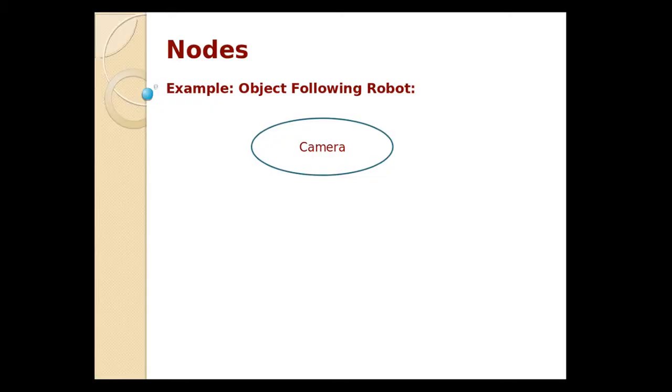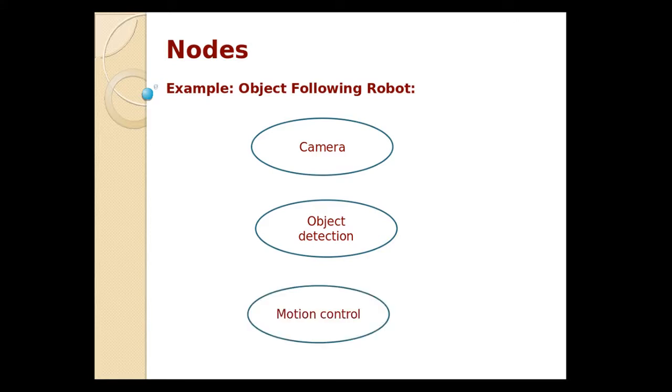To fully understand the concept of nodes, let's look at an example of an object-following robot. For example, if you want to design an object-following robot, in ROS, we will divide it into 3 basic functionalities. Each represents a node. First, we will have a camera node, which is responsible for capturing the image from the camera. Second is the object detection node, which is responsible for processing the image and detecting the location of the target object from the image. And finally, the motion control node, which will drive the robot toward the target object.